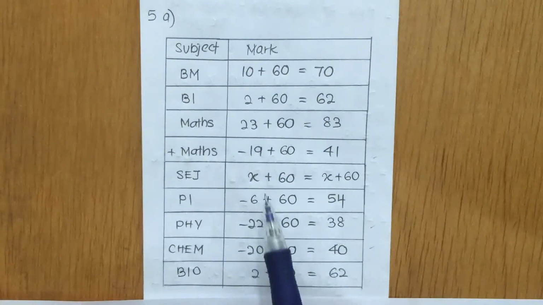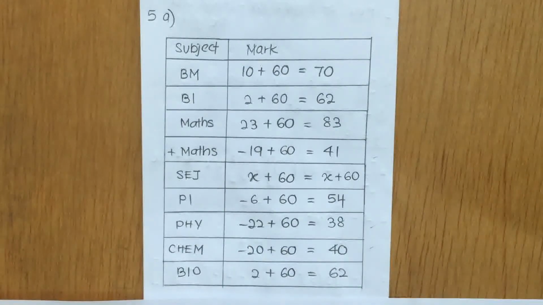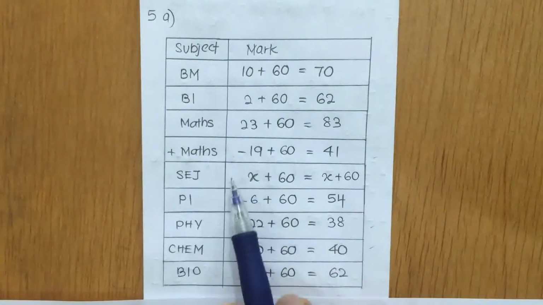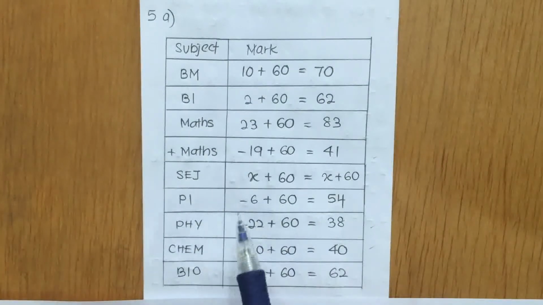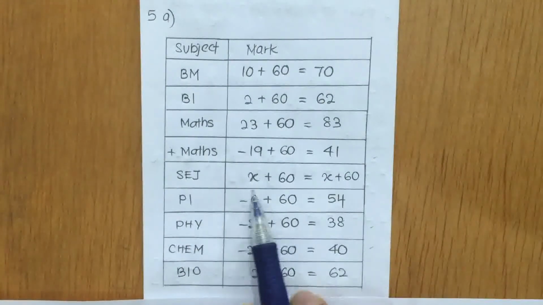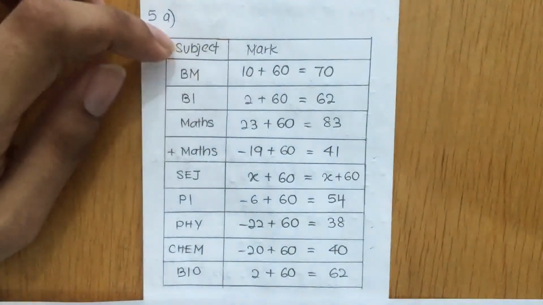You might be wondering why I wrote X here. As you read in the question, the Sejarah mark is left out. We don't know the actual mark of Sejarah. If it were 0, they would mention in the question that the deviation from the mean is 0, but they didn't mention it. They left out the data, so we write X here. So this is the updated mark.